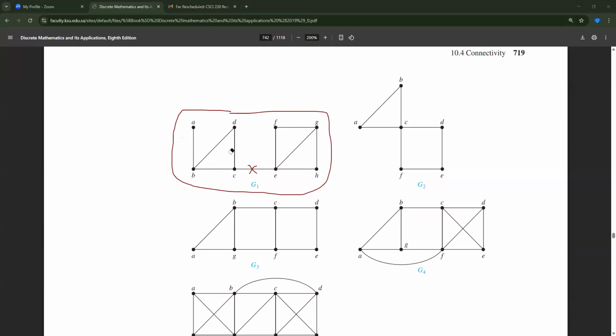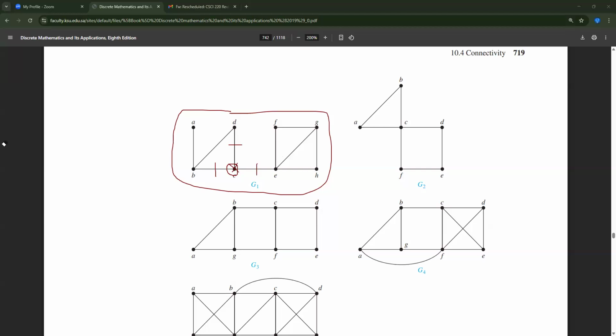And you don't need to only remove edges, you could also remove nodes. Say if I remove the node C, I take this node out, that means all the edges that are connected with C are also gone. And thus this becomes ABD and FEGH. Is everyone okay with that concept?